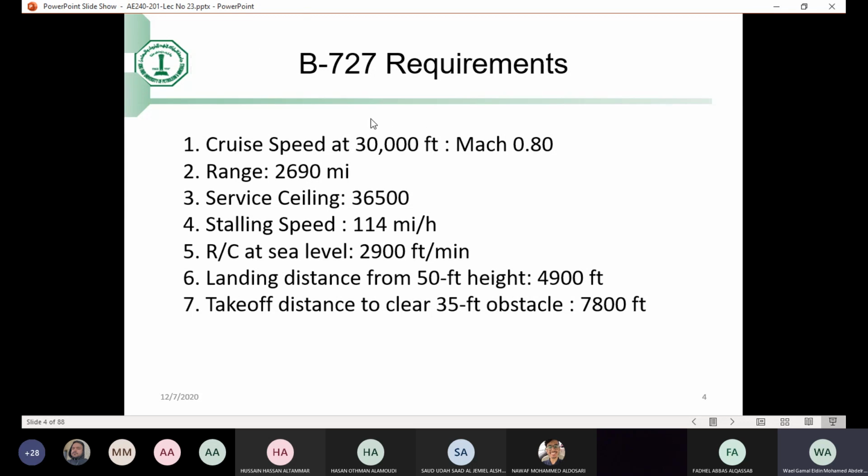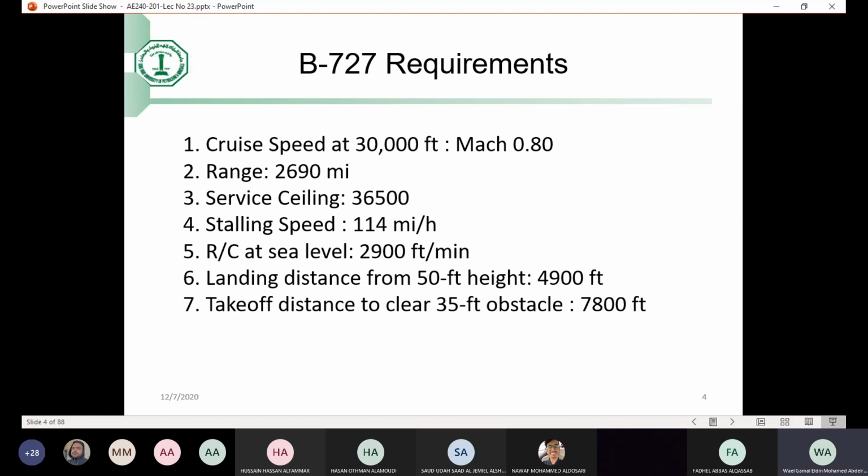Now, the section of the Boeing 727 in the textbook describes only the decisions that were made. Why did they do that? What was the driving factor? But you will not find the numerical calculations, most of them.